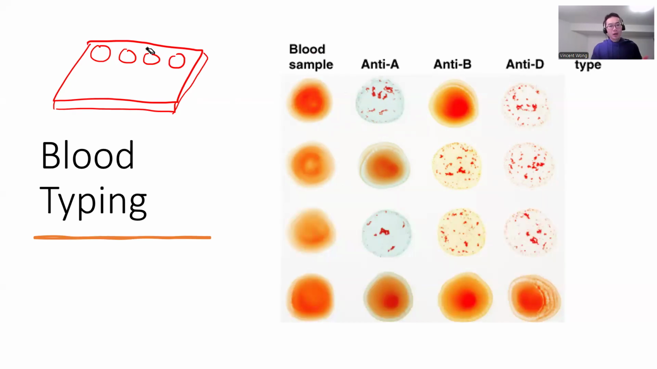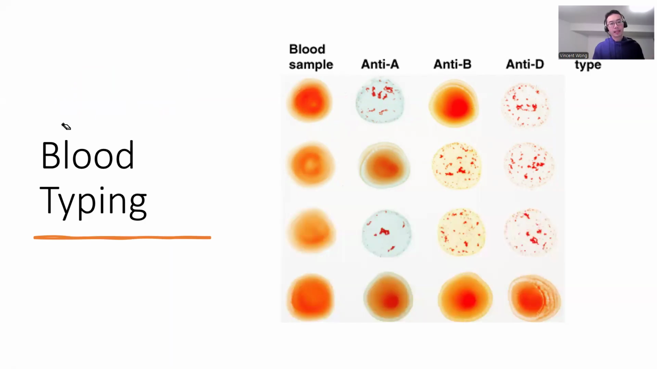So in the wells, we put different antibodies in it. For example, in this first well, there are anti-A antibodies in them. In the second well, we have anti-B antibodies. Anti-D is the same as anti-Rh. I'm not going to explain the differences. They are both the same thing.